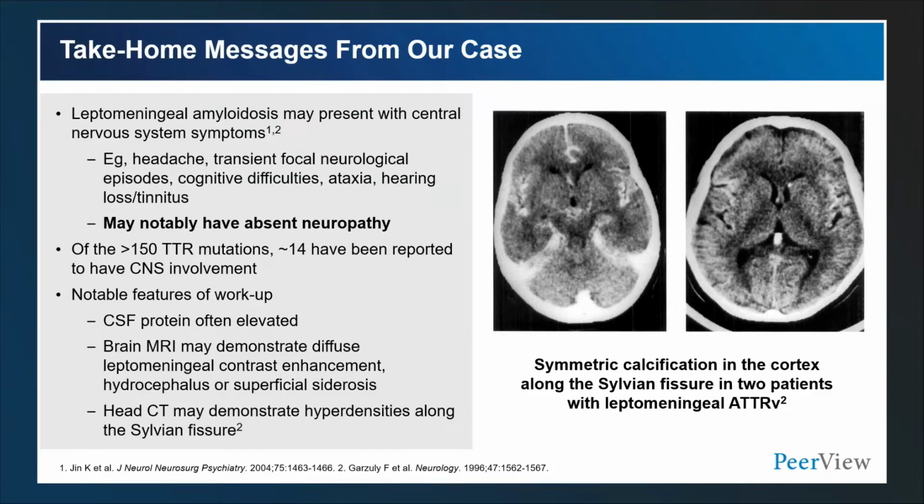Some notable features in these variants include elevated CSF protein. The brain MRI can demonstrate diffuse leptomeningeal enhancement, hydrocephalus often needing shunts and unfortunately multiple shunt revisions, and superficial siderosis. Head CTs may demonstrate hyperdensities along the sylvian fissure. This was not this patient, but this was a case report of 2 patients with leptomeningeal disease with calcifications in the cortex along the sylvian fissure.